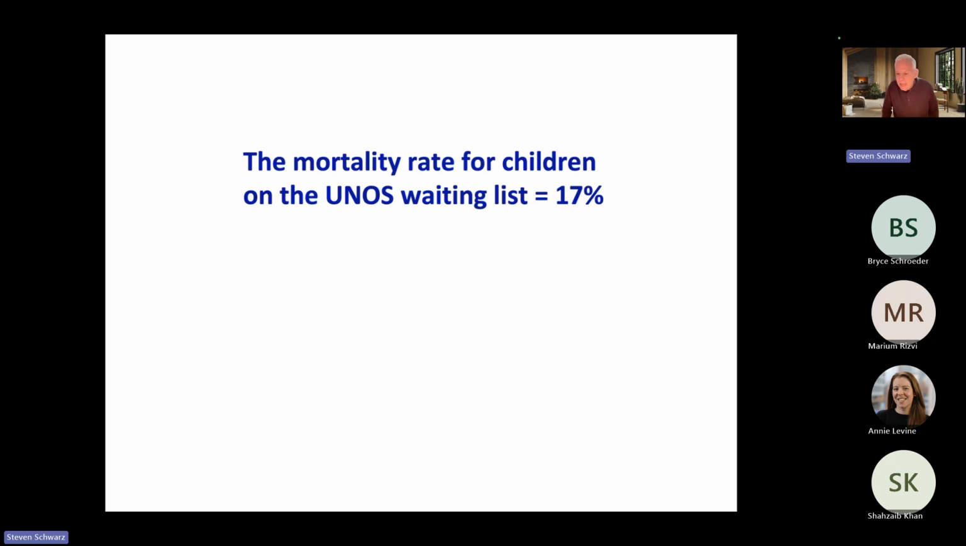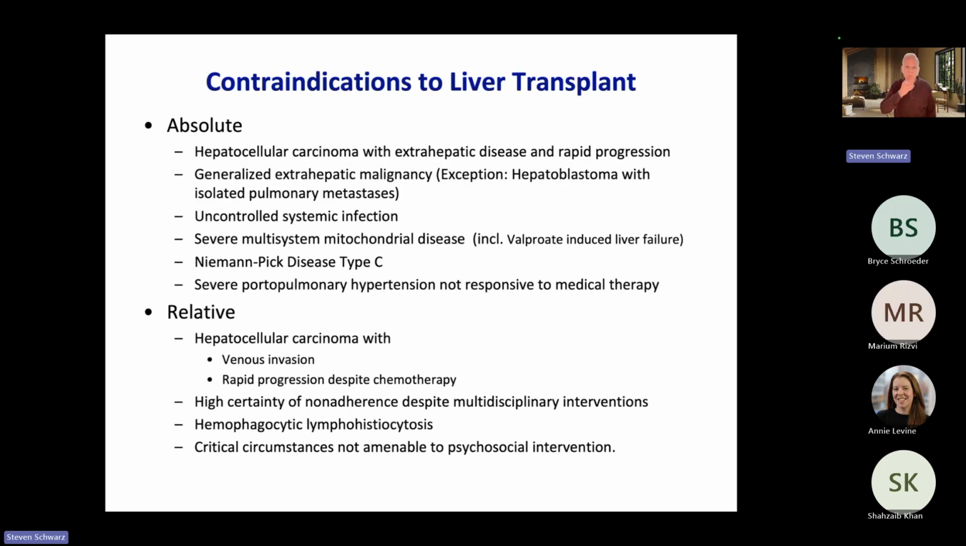So, despite our ability to determine who should undergo transplantation, the availability of livers and surgical sites for transplantation is going to be a rate limiting factor and still is. What about the contraindications for transplantation? Well, they're shown here, both absolute and relative.